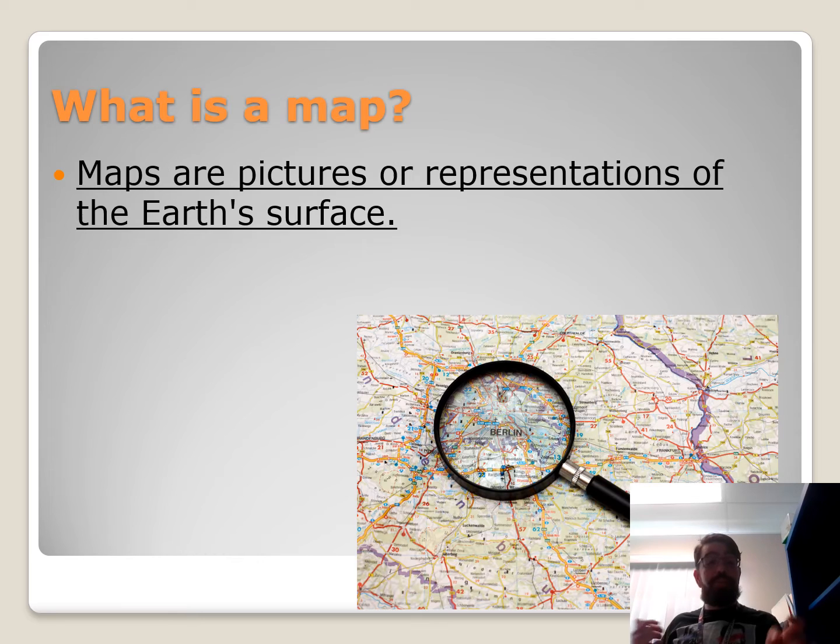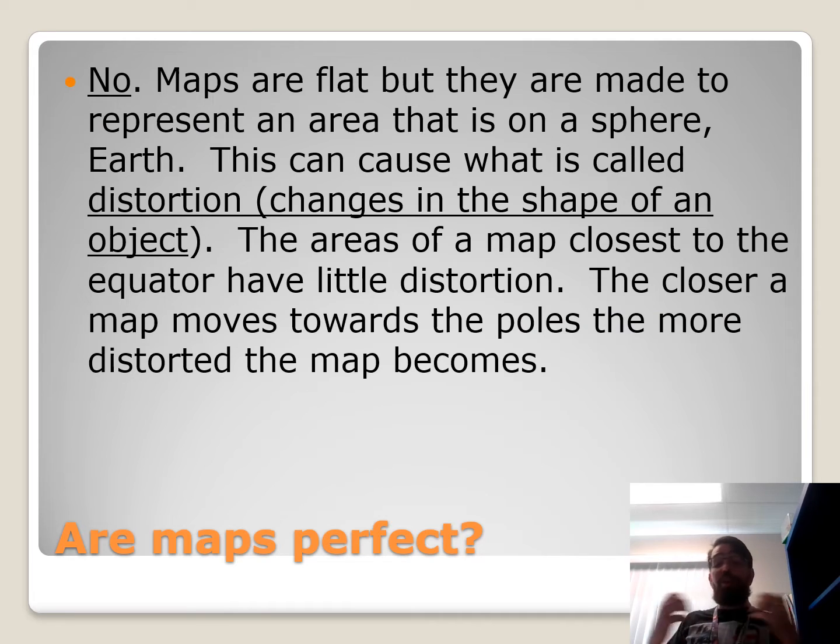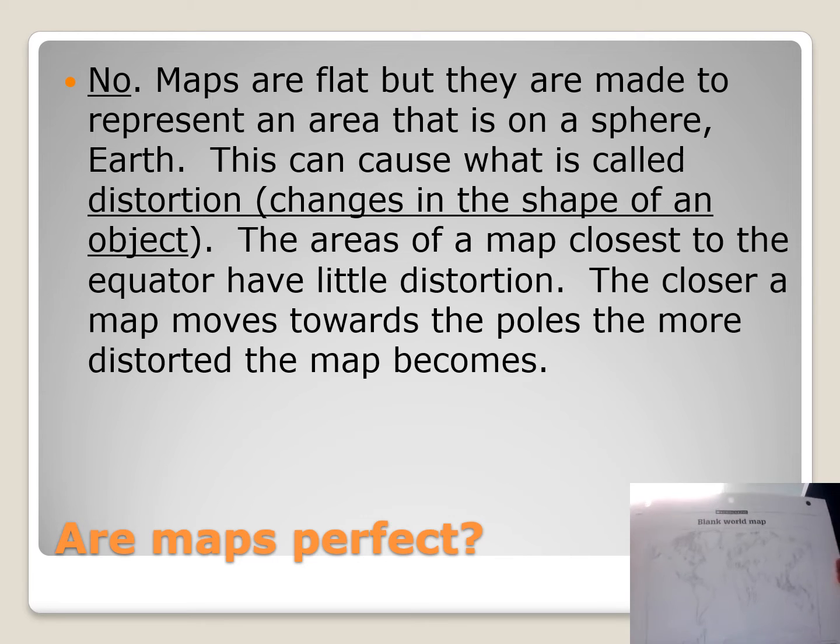So from there, let's look at what is a map. Well, a map is a picture or representation of a portion of the Earth's surface, from the whole entire world to, let's say, the state of Florida or the United States or North and South America. But there are issues because maps are never going to be perfect, because we're taking a spherical object, aka the Earth, and we're flattening it out into a map, something like this.